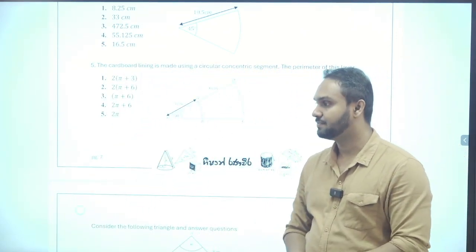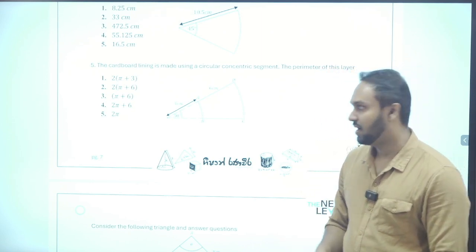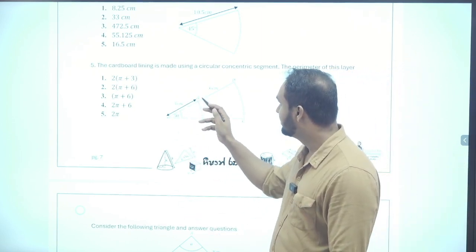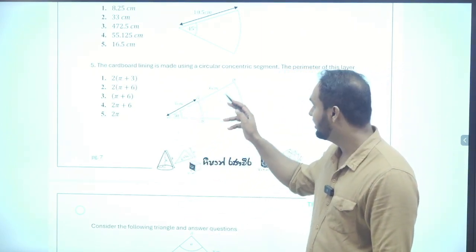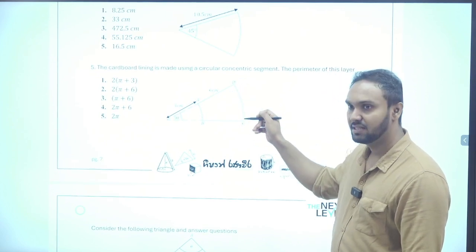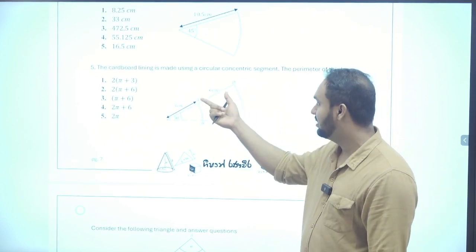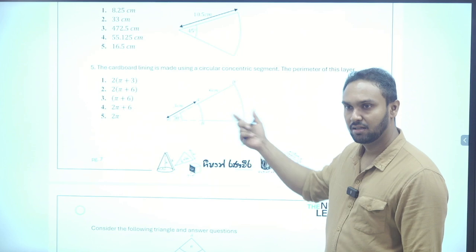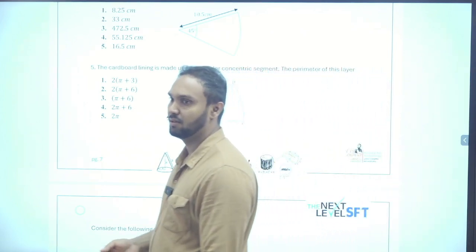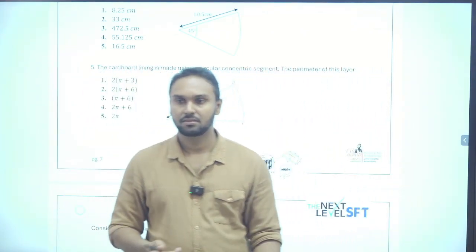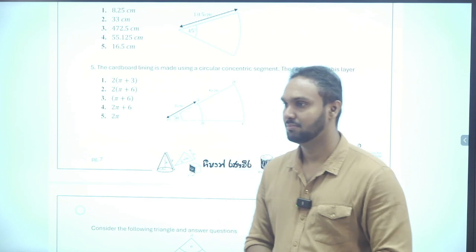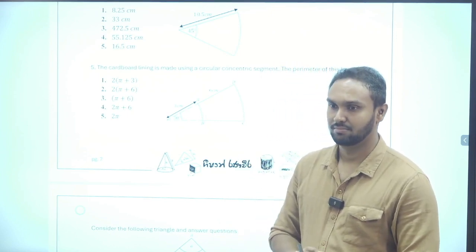How do you find it? So you have to find 2 arc lengths, right? You have to find AB arc length and CD arc length first, and you just have to add the 2 sides to get the final answer. Yeah. Do it. Start doing.